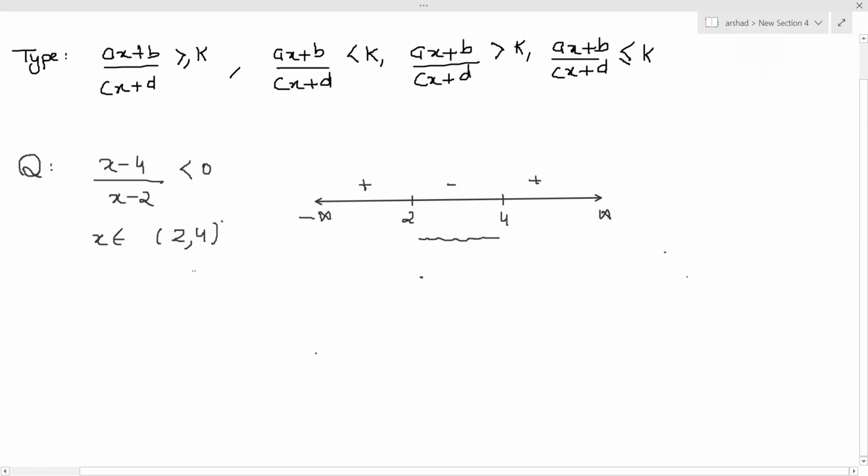Open. Okay, and one more thing, always remember that in the denominator we can't have a zero. The denominator will become zero for the value x equal to 2. So never use this value 2 as a closed interval.